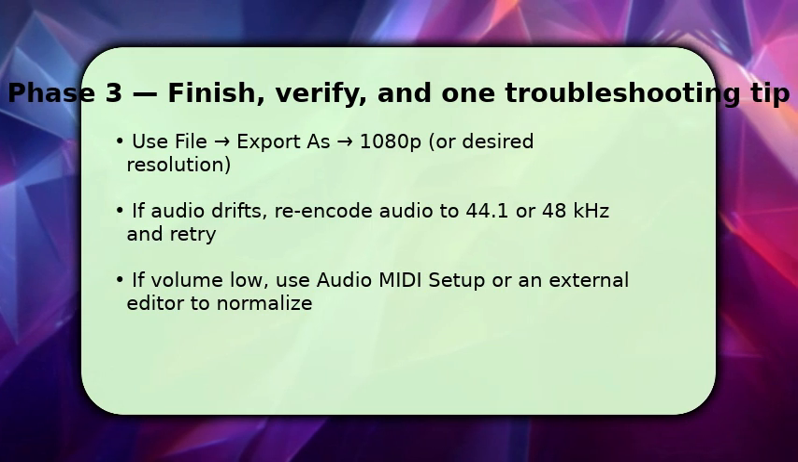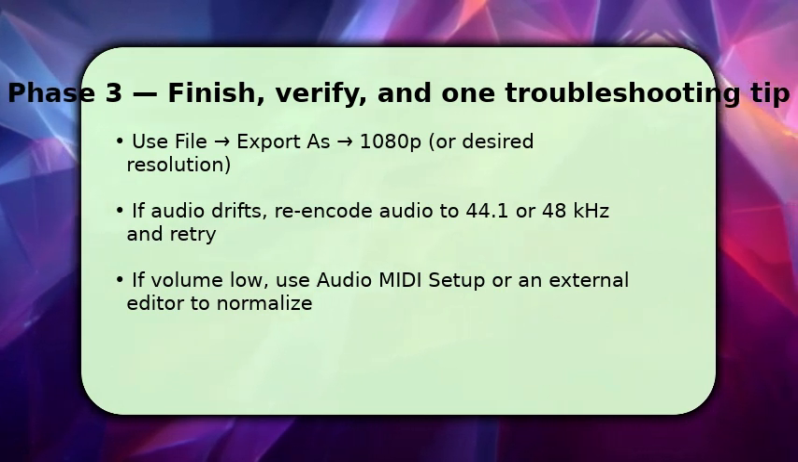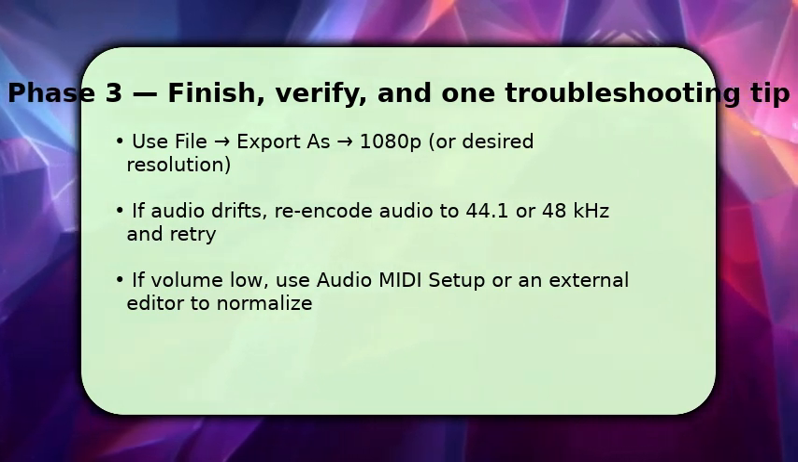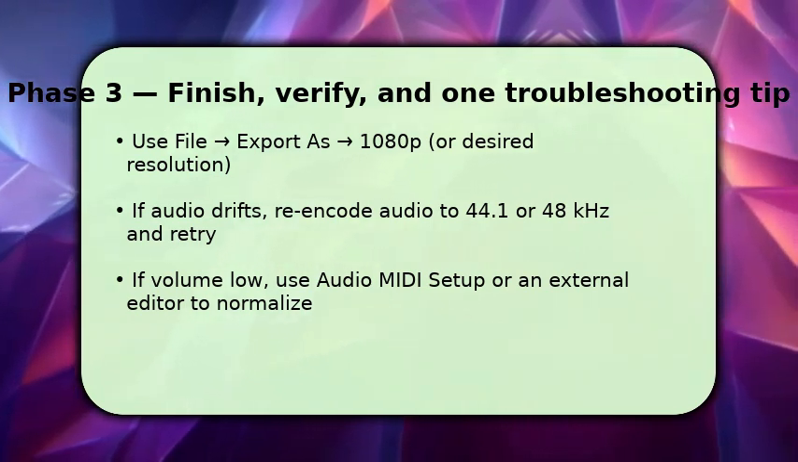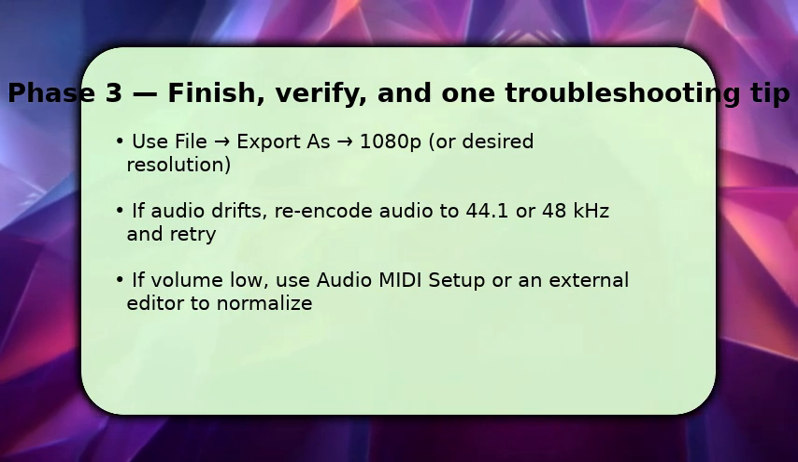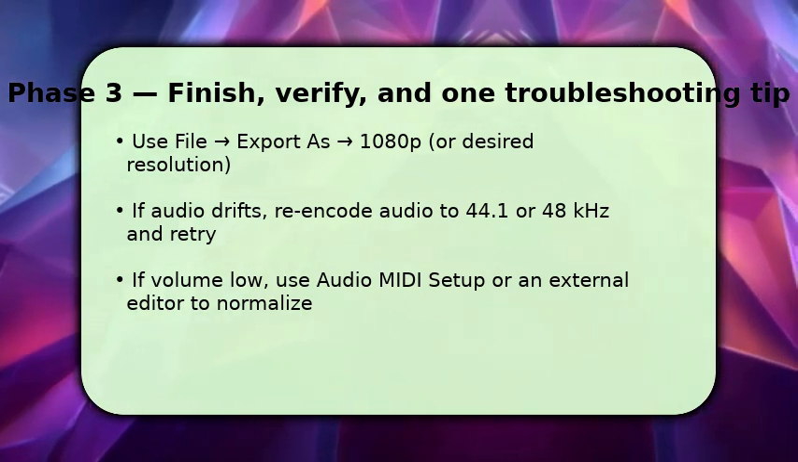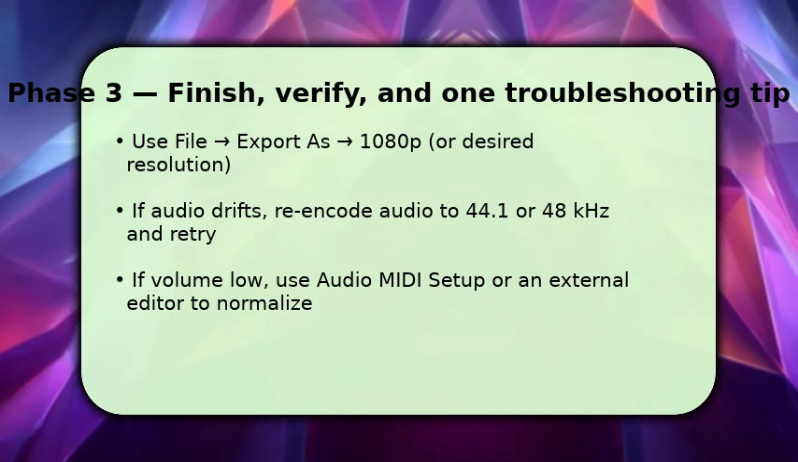If audio drifts, re-encode the track to 44.1 or 48 kHz and re-import. That usually fixes timing mismatches. And if the volume is too low, normalize the file in an external editor or use Audio MIDI Setup. Then re-add and export.